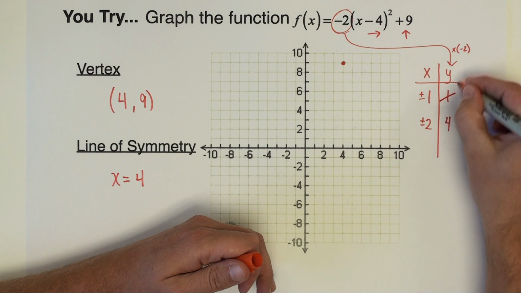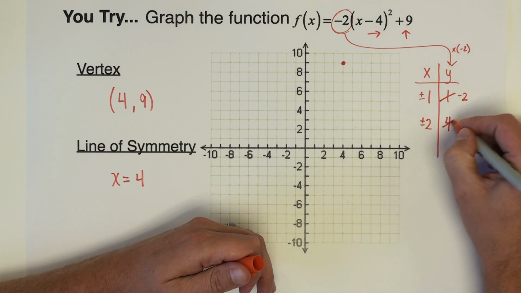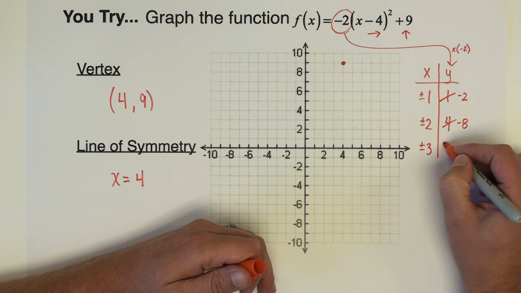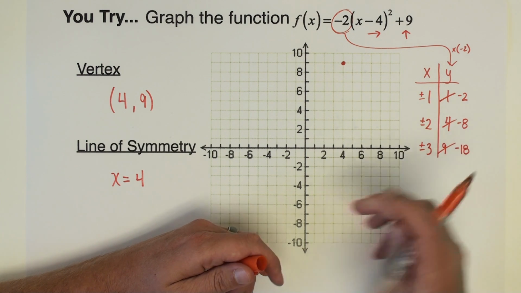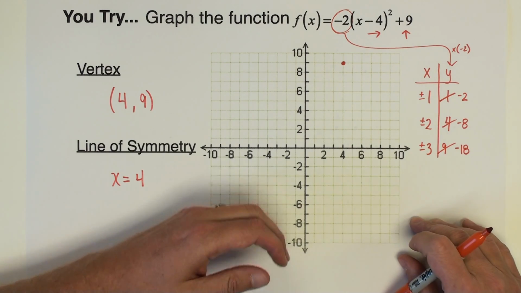So +1 times -2 is -2. +4 times -2 is -8. If you want to do one more, you can certainly do 3, 9, and 9 times -2 is -18. I think by the location of that vertex, that's going to fit, so you can certainly do it.